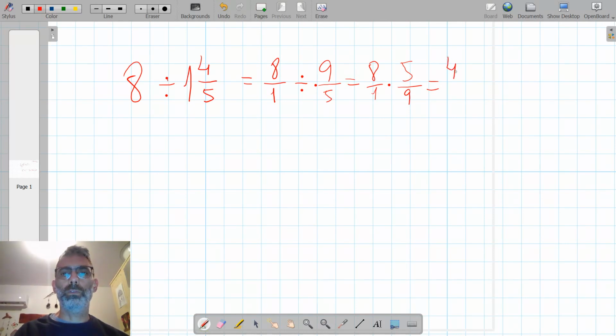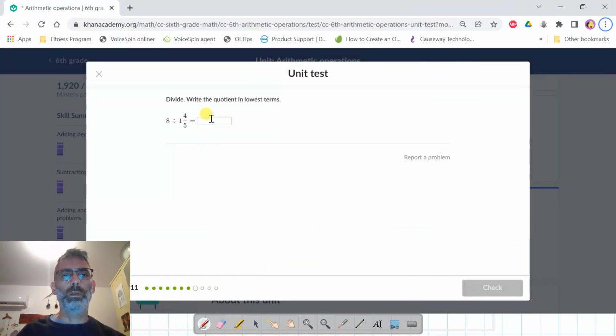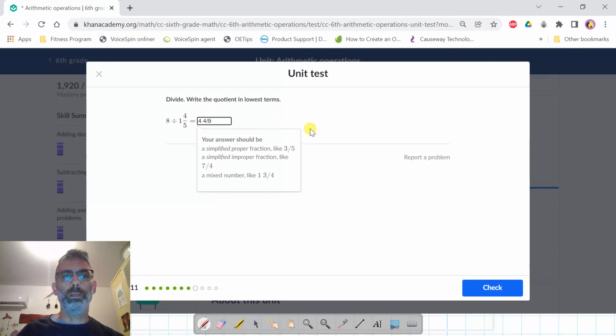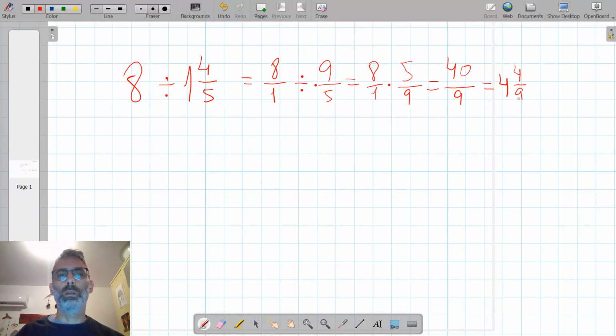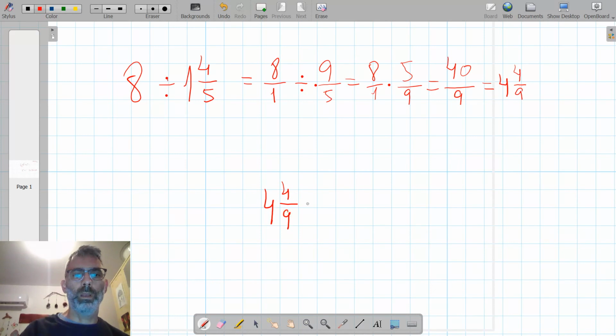8 times 5 is 40. 1 times 9 is 9. 9 goes into 40 4 times, since 4 times 9 is 36, so 4 wholes, and we have a remainder of 4, or 4 ninths. So 4 and 4 ninths. Okay, let's multiply 4 and 4 ninths by 1 and 4/5 to see if I go back to 8.